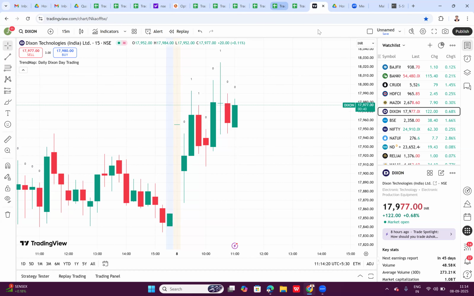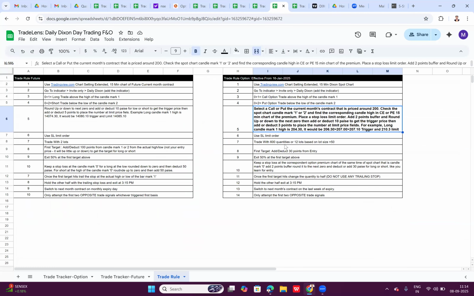Okay, above the high of the one candle, we will place a limit price. Okay, we will place a proper SL limit order, stop loss limit order. Okay, as per your investment, you can maintain the full quantity.